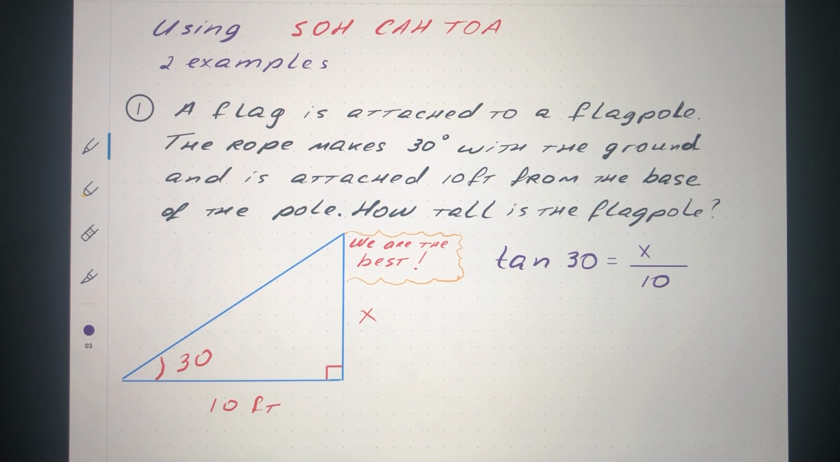Now, the tangent of 30 degrees is a number. It's just a decimal. Later in a different video, we will look at how to figure out what the tangent of 30 degrees is by hand and how to do it exactly without any approximations. But for now, let's just use the calculator to do that.